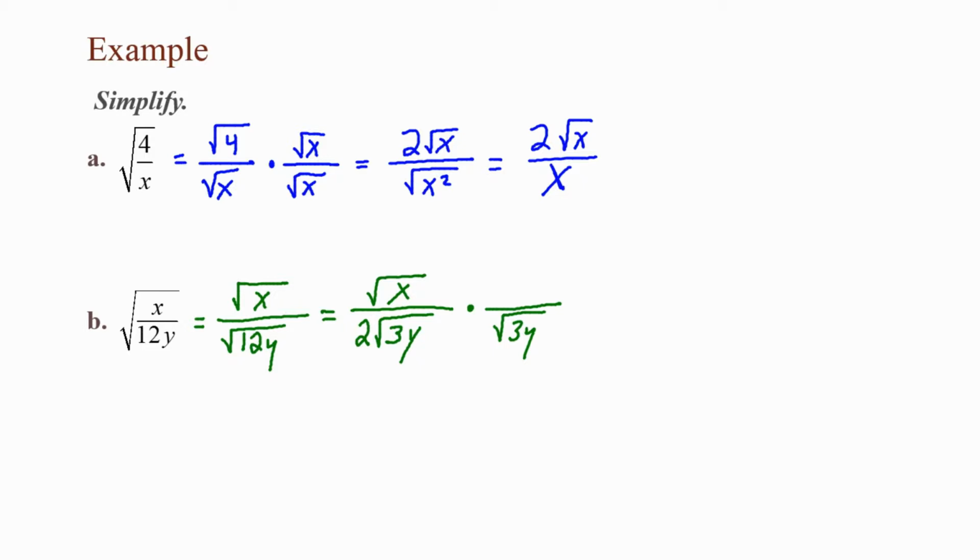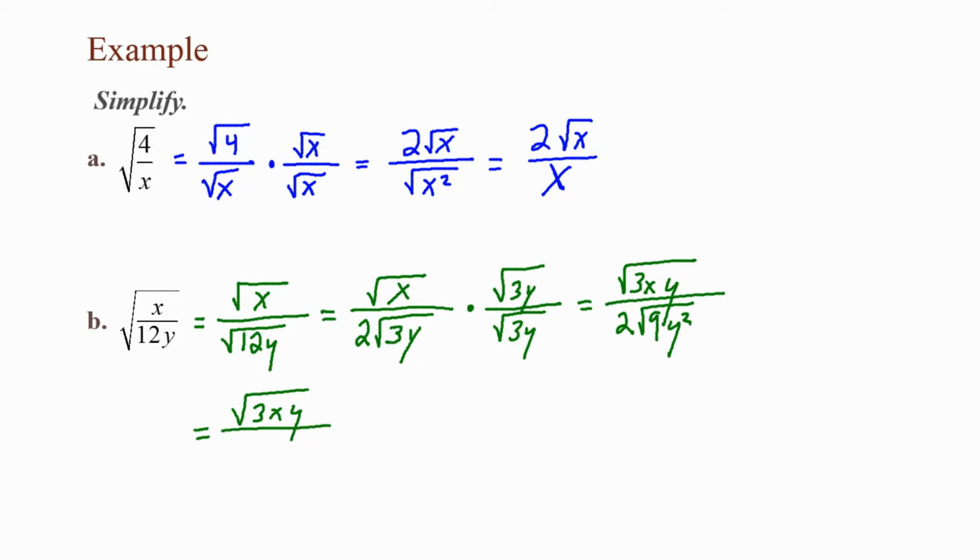So multiplying this fraction, top and bottom, by the square root of 3y divided by the square root of 3y. That equals the square root of 3xy over 2 times the square root of 9y squared. This simplifies to the square root of 3xy over 2 times 3 times y. So my final answer is the square root of 3xy all over 6y.